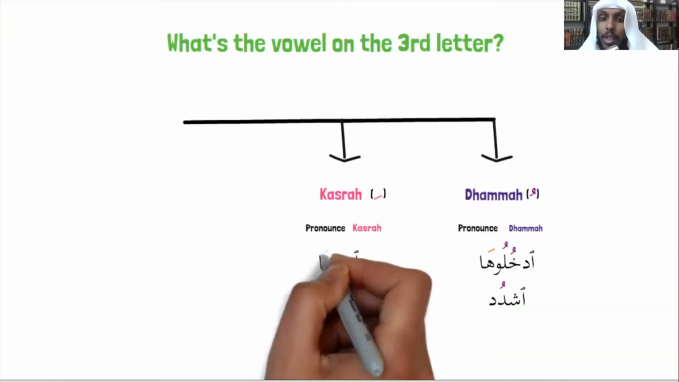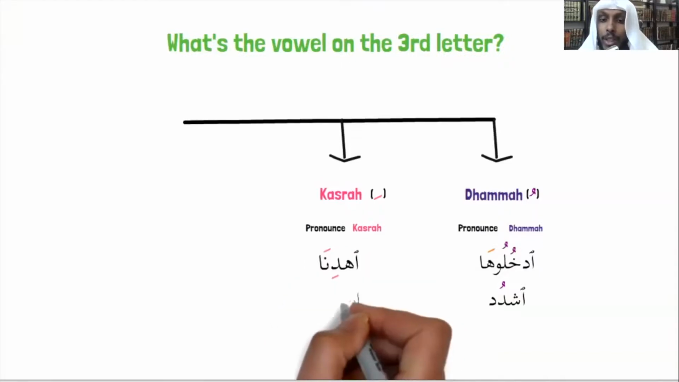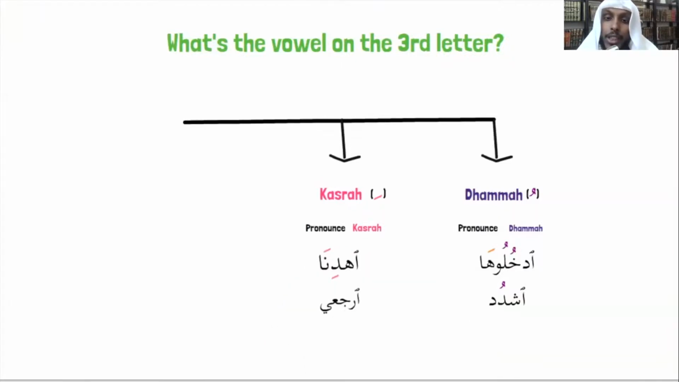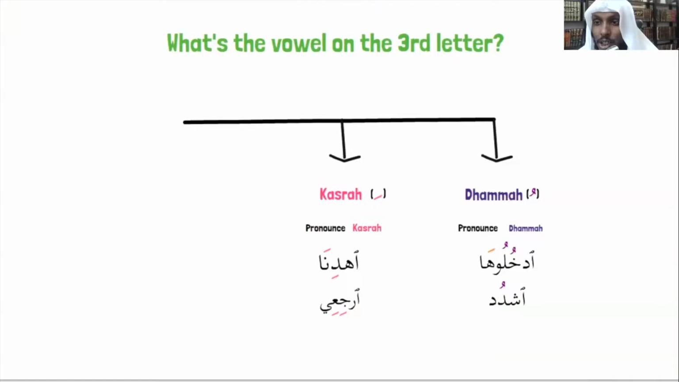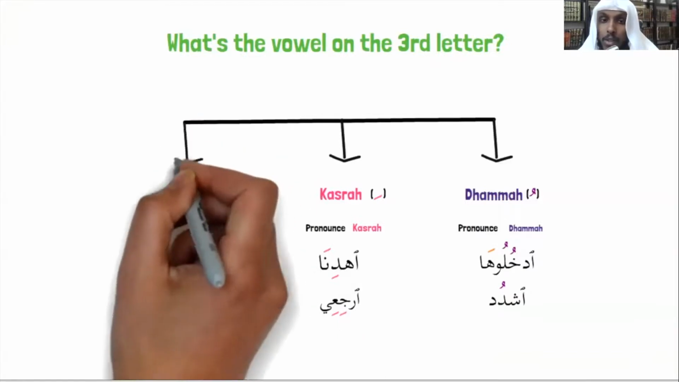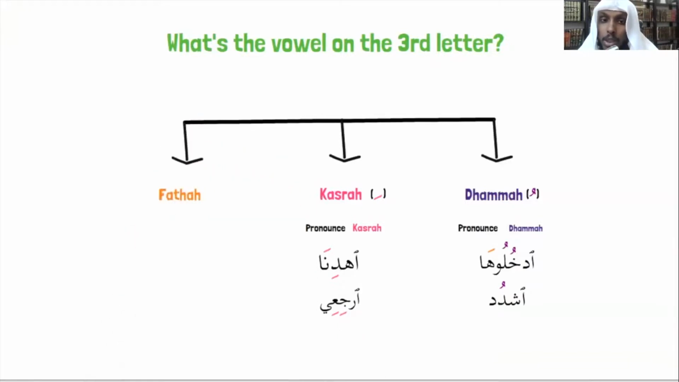Okay, another example. Irji'i. Irji'i ila rabbiki radiyatan mardiyah. Why do we say irji'i, not arji'i or urji'i? Because the third letter has a kasra. Now this leaves us with the last possibility, which is if the third letter has a fatha. The third letter is going to have a vowel, 100%. The second letter is going to have a sukoon, and the one after that is going to have a vowel, right?